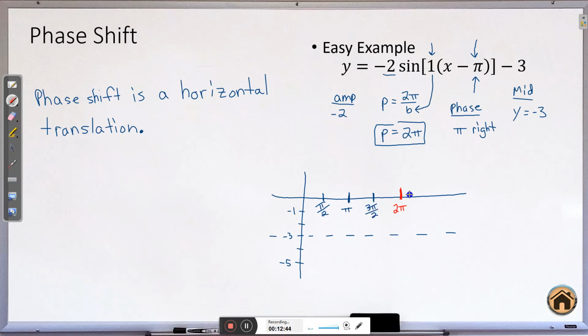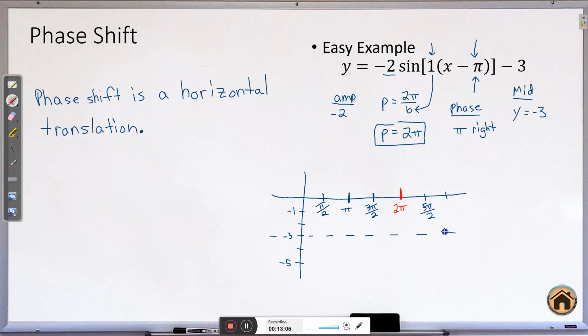So it's 3 over 2. This is 4 over 2 pi. Then 5 over 2, 6 over 2. And that keeps on going. That is really the hardest part there, is labeling your x-axis. You put your period down and then cut it into 4 pieces. All right, I think we're just about ready to graph this.